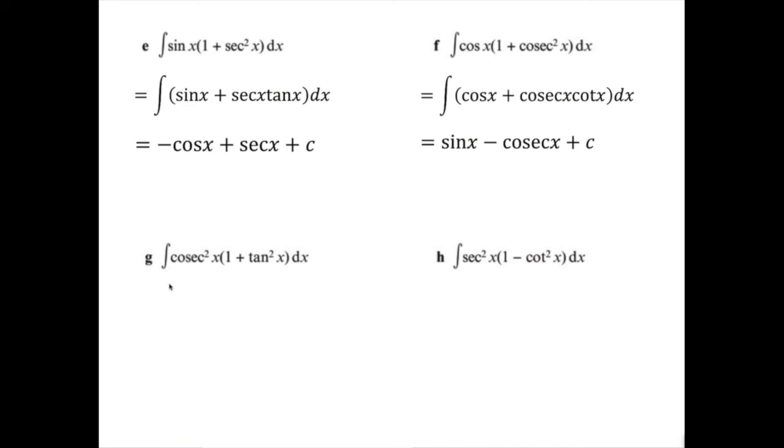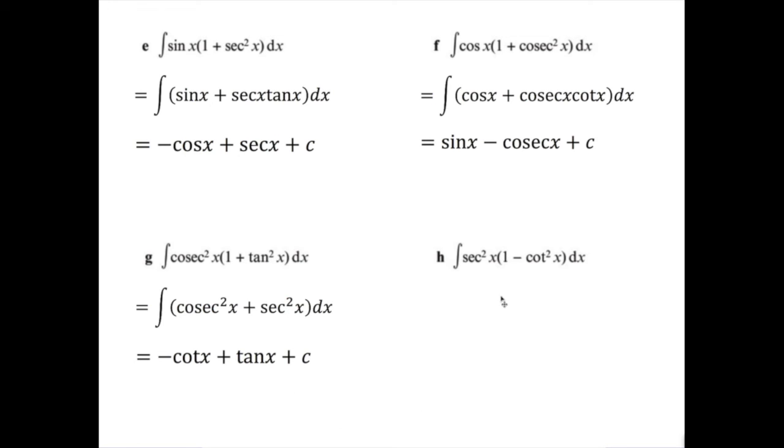Part G, let's expand the brackets. So cosec squared x plus 1 over sin squared x plus sin squared x over cos squared x. So that's 1 over cos squared x, so that's sec squared x. Okay. And then integrate each one of those. Cosec squared x becomes negative cot x. Sec squared x becomes tan x, plus c.